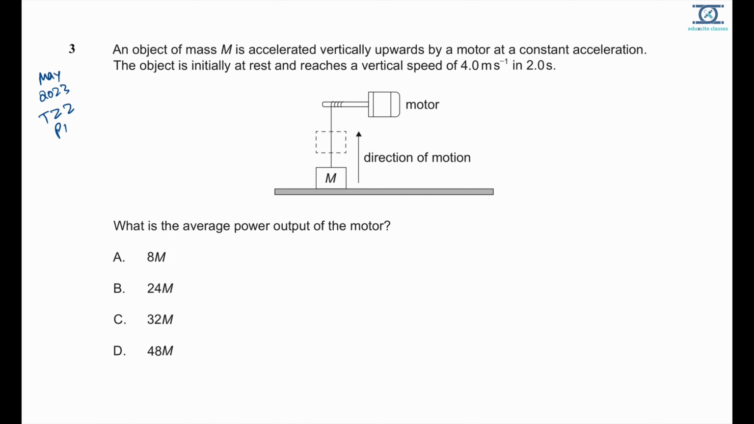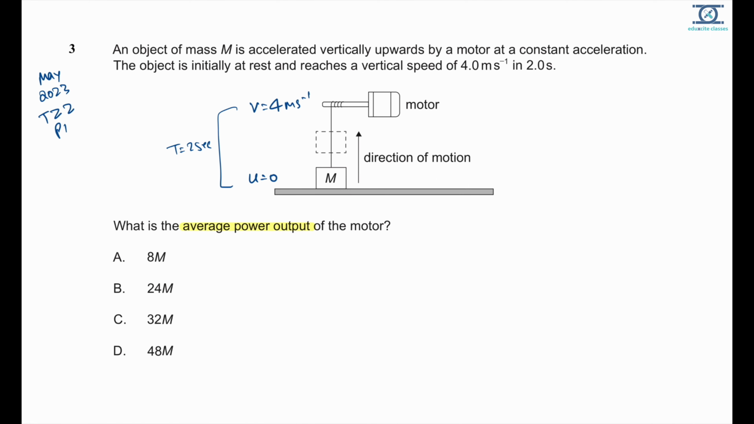Okay, now if you look at this particular question, this object M is moving vertically upward and it has been accelerated, and that too with a constant acceleration. Initially the object is at rest, and the final velocity reaches 4 meters per second, and the time for this is 2 seconds. This information is given and we are supposed to find out the average power output, guys.